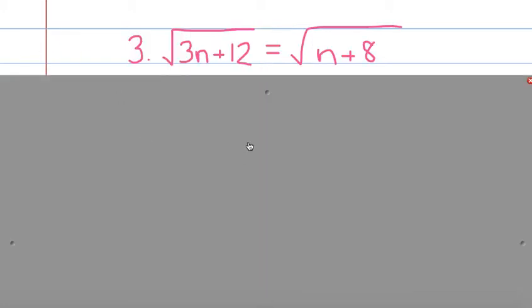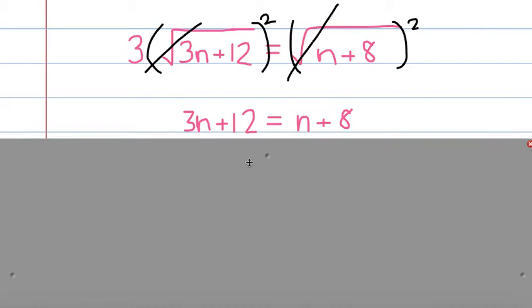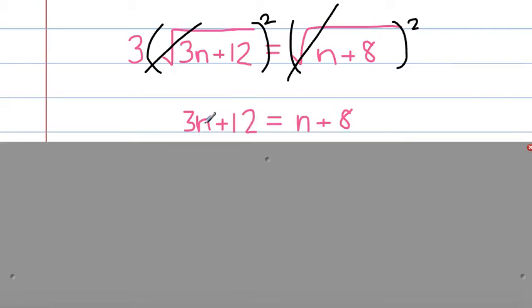Our third example is dealing with radical expressions on both sides of the equal sign. So you can see a common trend, but we're going to square both of these radical expressions to undo the property of the square root. So we're going to be left with 3n plus 12 on the left and n plus 8 on the right.